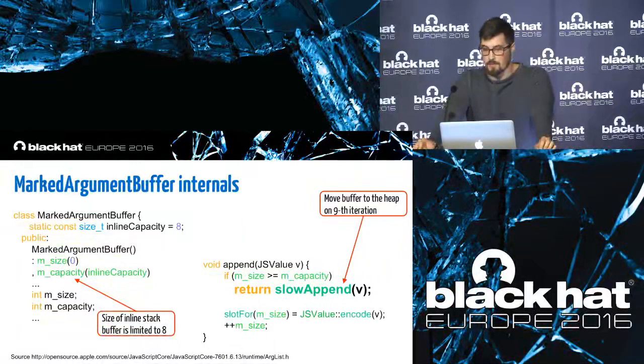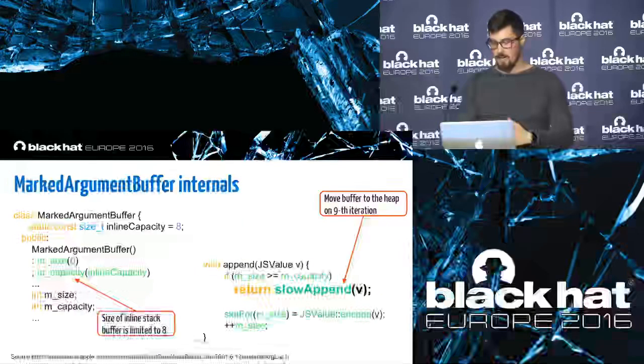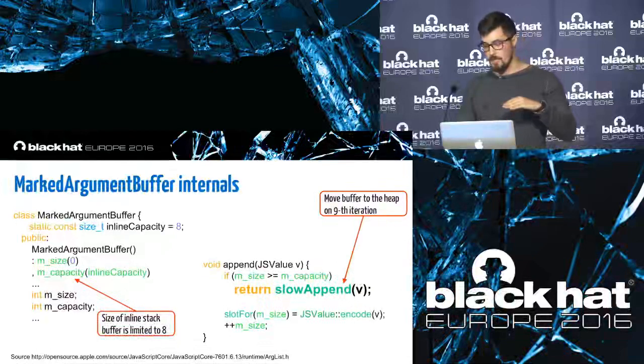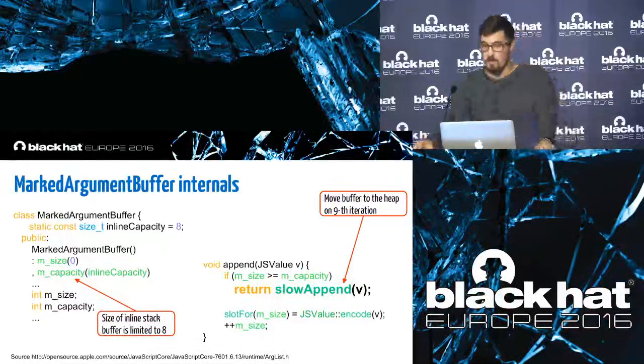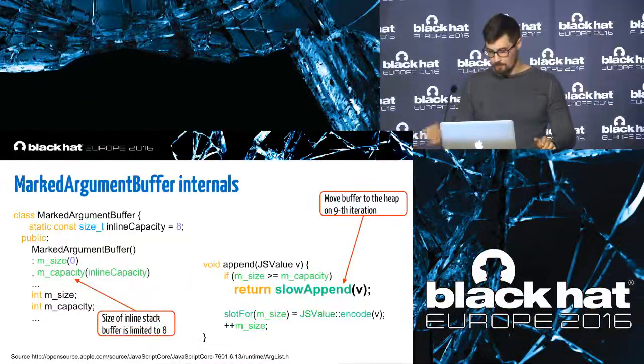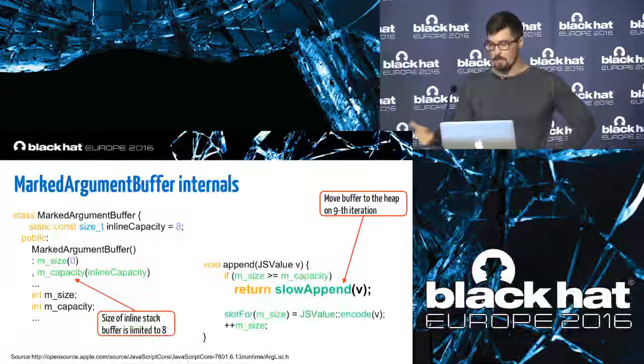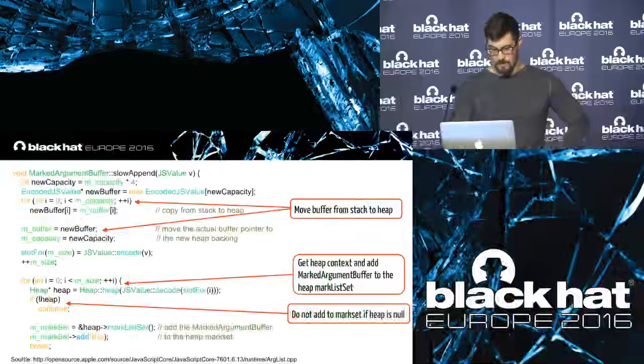So MarkedArgumentBuffer uses a stack to keep track of objects, but starting from the 9th object appended to a MarkedArgumentBuffer, it will move to a heap. And here is another problem: running slowAppend will expand the capacity, and as we see in the code on the right, when m_size is greater than or equal to m_capacity, slowAppend will be used. So the problem here is that it will run just once, because m_capacity will be expanded. I will show it in more detail.